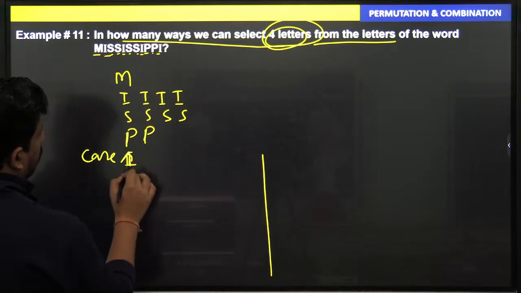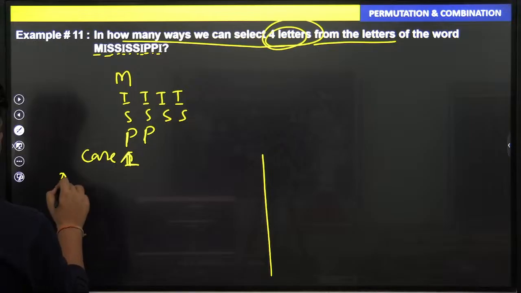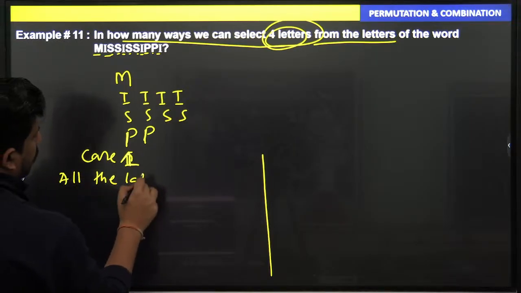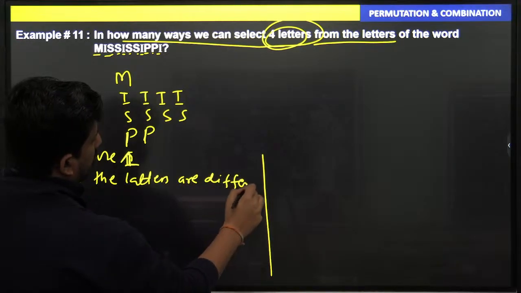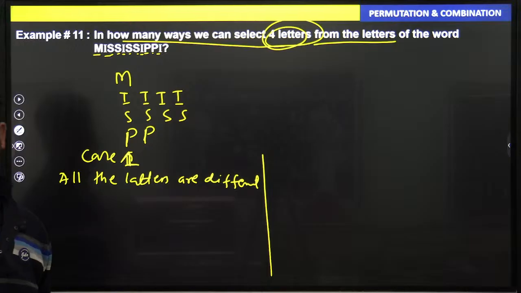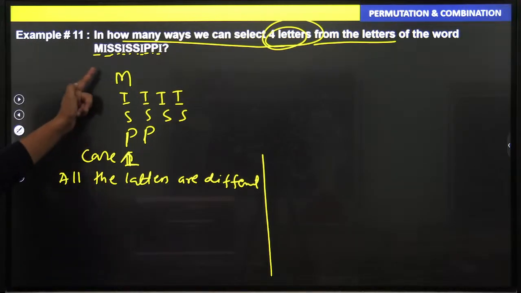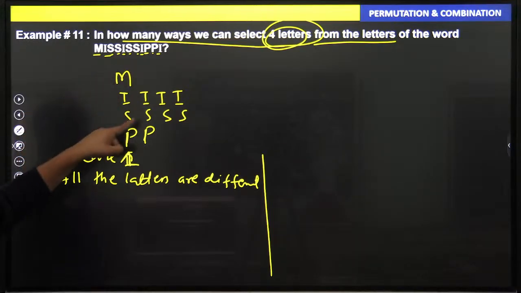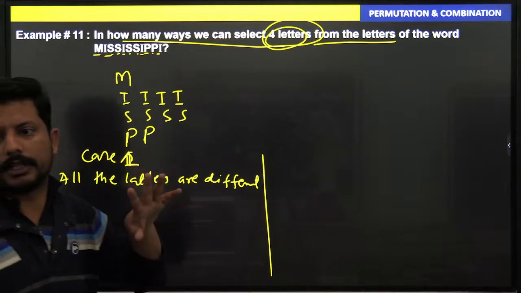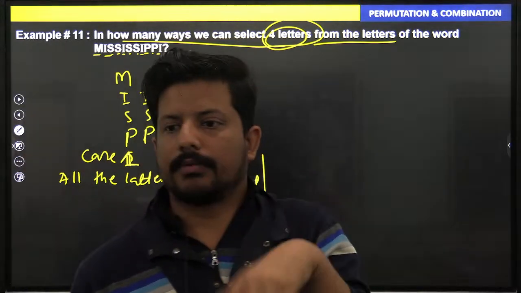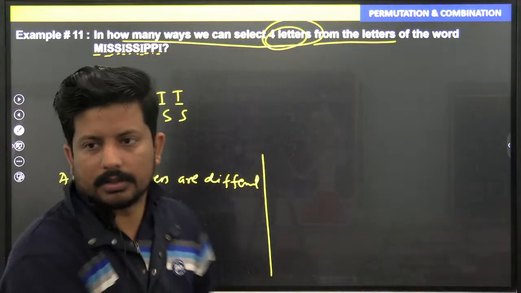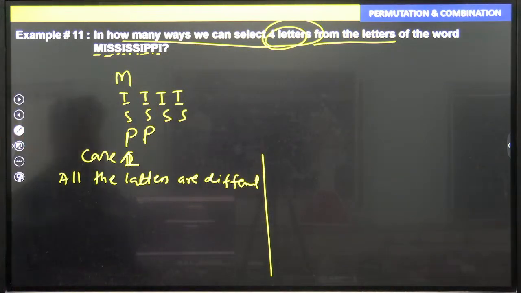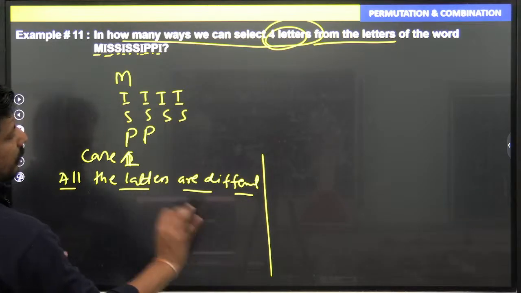Case 1: all the letters are different. Then who will contribute? One from here, one from here, one from here. So how many kinds? 4 kinds of things. Only 4 things. If you need 4 letters and 4 are different, only 4 members can contribute here. Yes or no? So 4 power is what? 1, because all the letters are different.